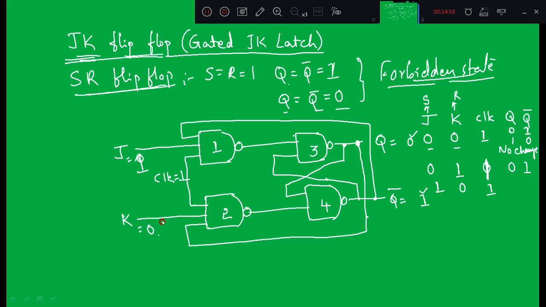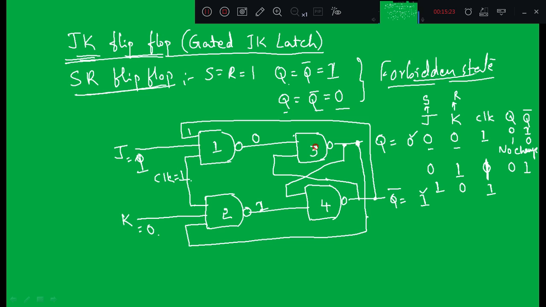Since one of the inputs of the second NAND gate is 0, the output of the second NAND gate will become 1, right? And two inputs of the first NAND gate are 1. That means the output will depend on the third input. So the third input of the first NAND gate is connected to Q bar, and Q bar is high, right? So all three inputs of the first NAND gate will become high and the output will become 0, right?